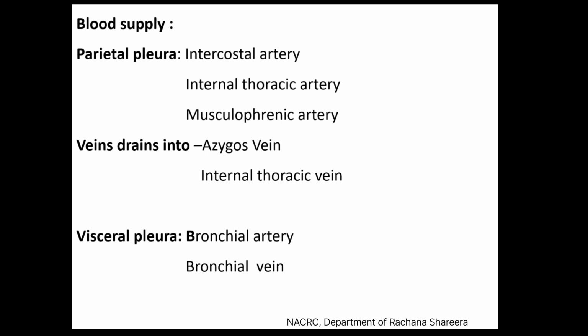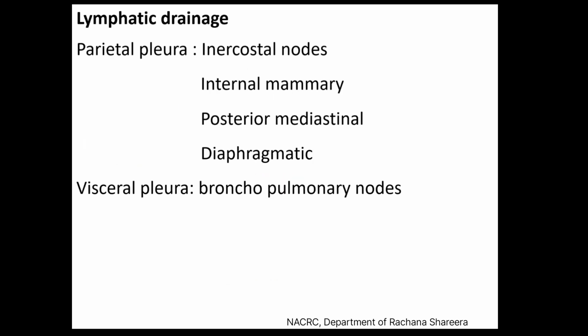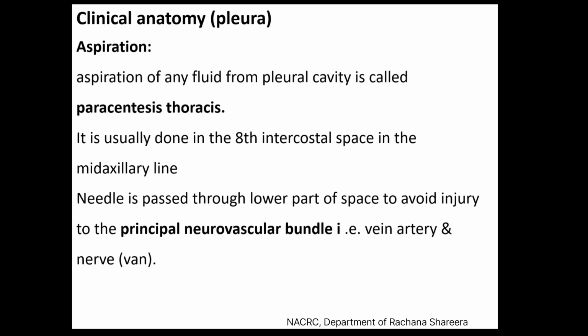Blood supply. Blood supply of the parietal pleura is by the intercostal artery, internal thoracic artery and musculophrenic artery. Venous drainage is into the azygous vein and internal thoracic vein. Visceral pleura is supplied by the bronchial artery and bronchial veins. Lymphatic drainage: parietal pleura drains into intercostal nodes, internal mammary nodes, and posterior mediastinal and diaphragmatic lymph nodes. Visceral pleura drains into bronchopulmonary nodes.